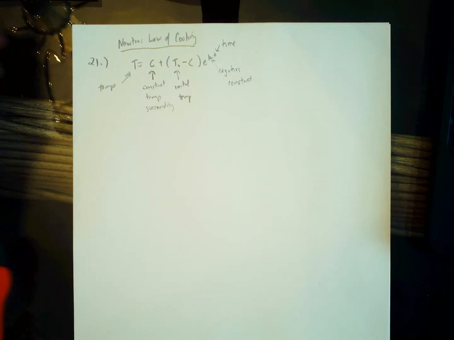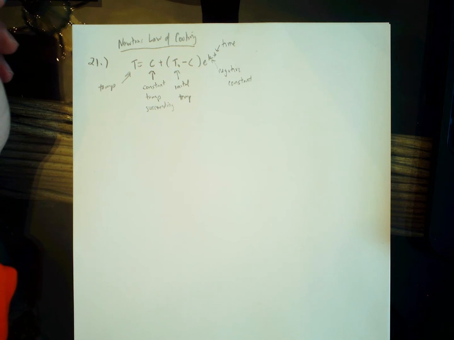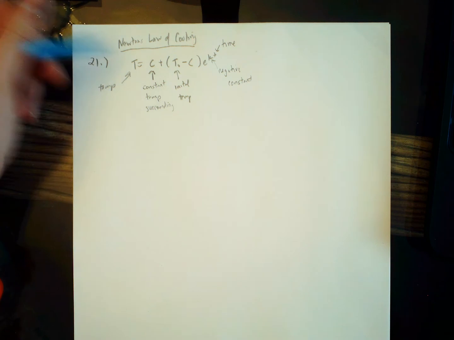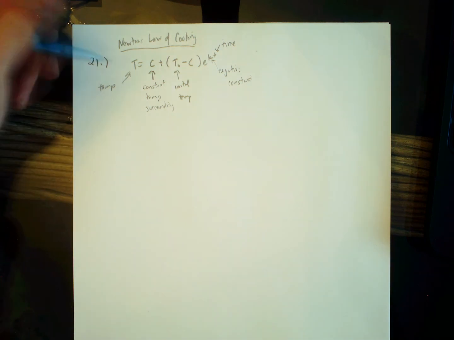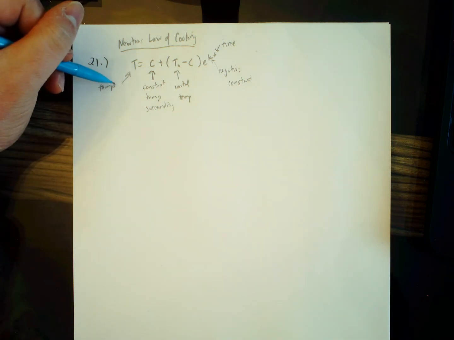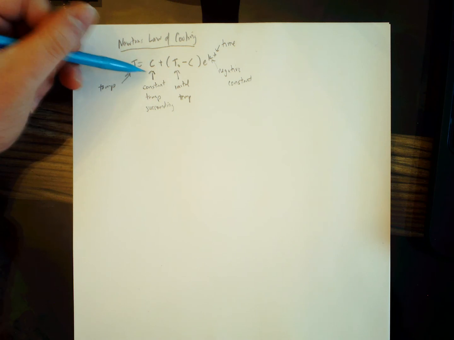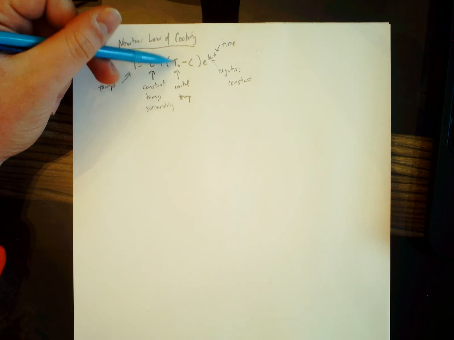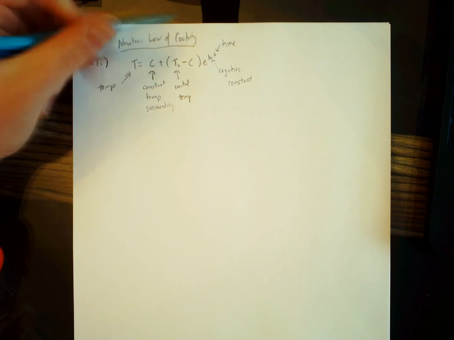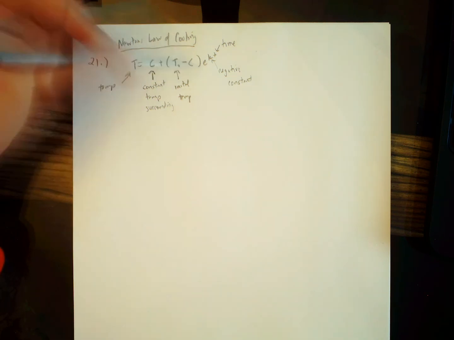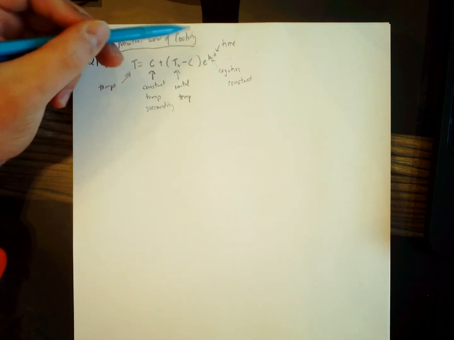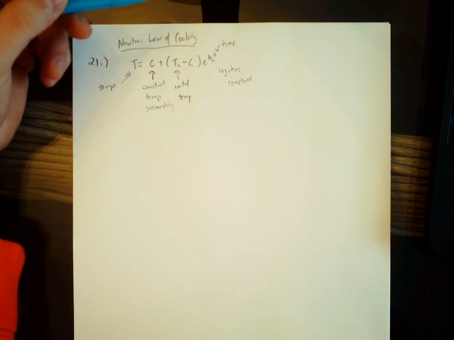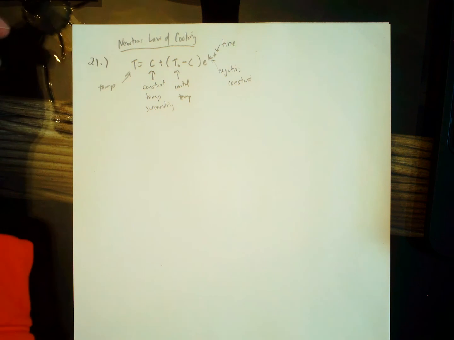All right, the last one we're going to go over is number 21. That's Newton's law of cooling problem. So I just wrote the formula here, and we're just going to go over each part. This T on the outside is the ending temperature. This C is the constant temperature of the surrounding area. This T sub 0 is the initial temperature. There's C again, your E, and K is your constant. Remember, since it's cooling, your K should be negative, and T is time.